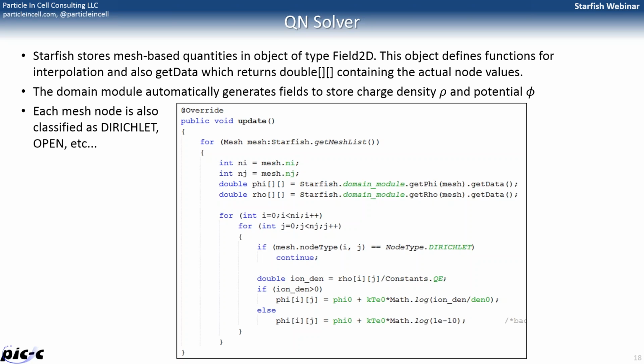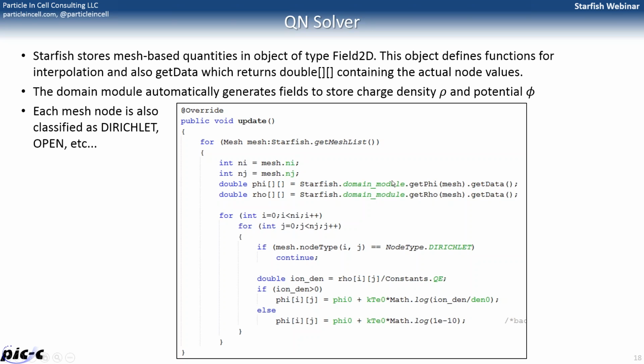Now at each node there is a field defined, or there are multiple fields defined. Fields are really the variables that can be stored on the mesh, and all the fields are of a type called Field2D. This object contains some helper functions for clearing the data, setting it, and also for doing gather and scatter, so for interpolating from and to the mesh. You can also use a getData function to get access to the raw two-dimensional array that contains all the actual node values.